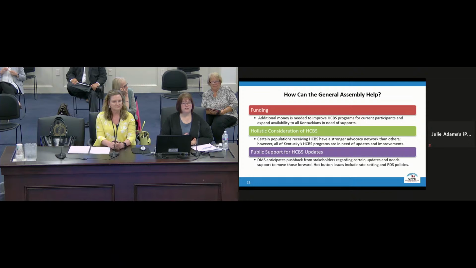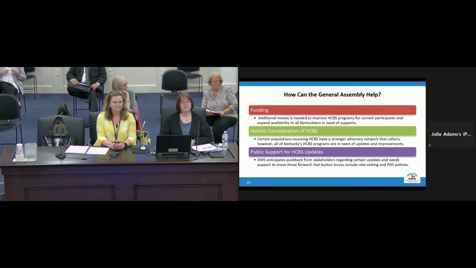But also, and these last two are what I want everyone to remember, is holistic consideration of HCBS. Remember that we serve a variety of populations, and each of these should have equal opportunity to receive services, to be in the community, to age in place, and to be community integrated. We need public support for updates.